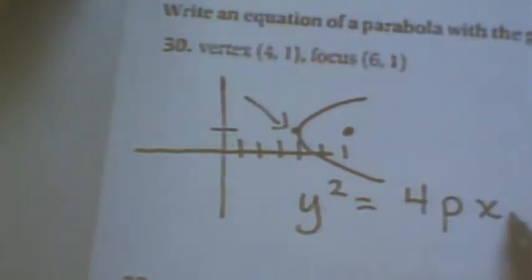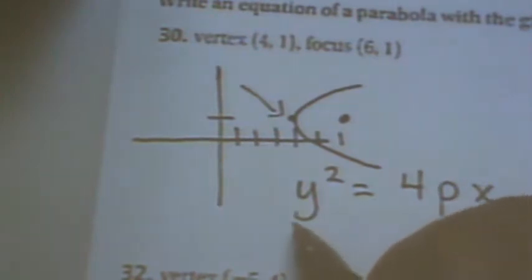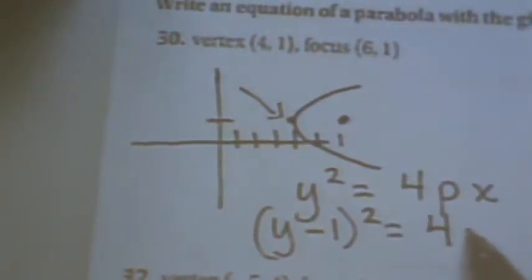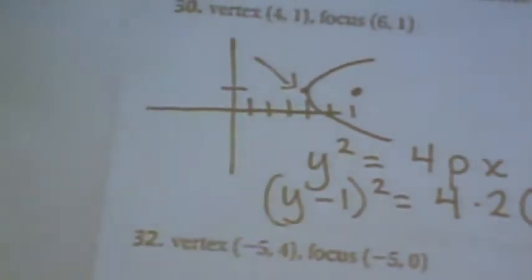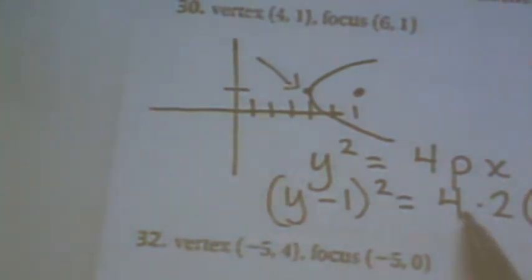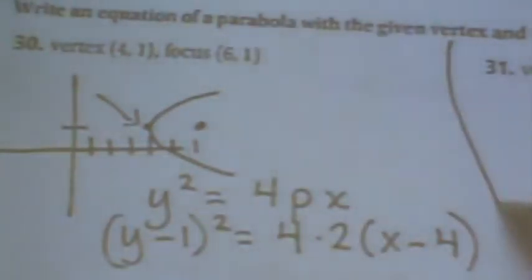Now, can you insert this vertex in here and here? You guys can do this, right? How would you write that? y minus 1 squared equals 4. Do you guys know what p is? 2. There's 2 units here. 4 times 2, and then x minus 4. And just finish it. You can make that an 8. Do you get this? Yeah. Okay, do another one.